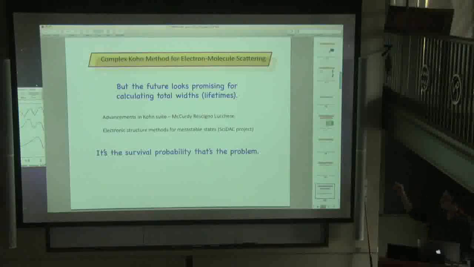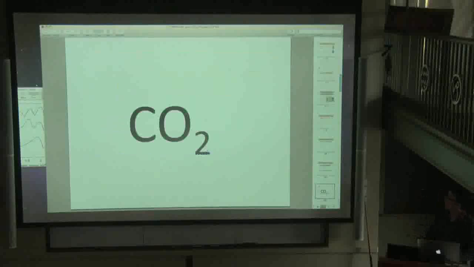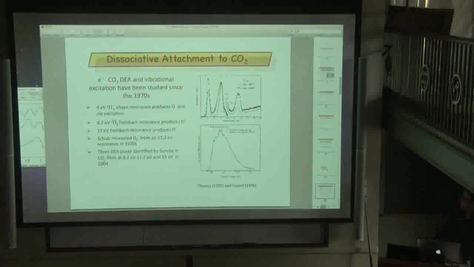It's not the attachment probability, it's the survival probability that's the problem. So to give you a little idea on that, these are some results on CO2. There are 3 electronic states that you can see in the top figure that are responsible for DEA. Some people think there are others also.